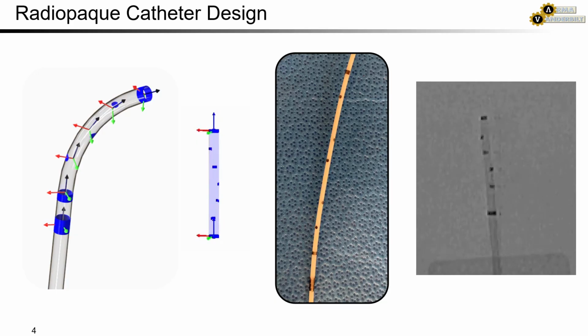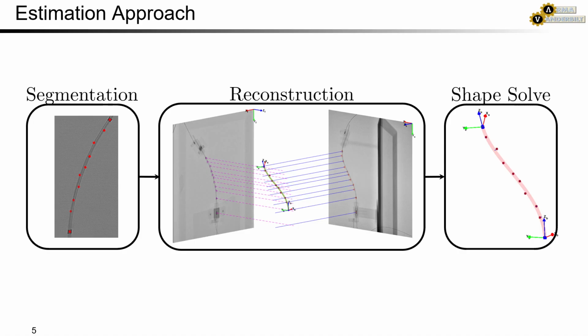We achieve this image tracking by placing radiopaque marker bands at specific locations along the surface of the catheter. This enables us to discern rotation along the backbone, as shown in simulation and from fluoroscopy on the right. Our estimation approach first relies on segmentation of these markers in two imaging planes, then reconstruction and finally solving the shape and pose from these estimated marker locations.